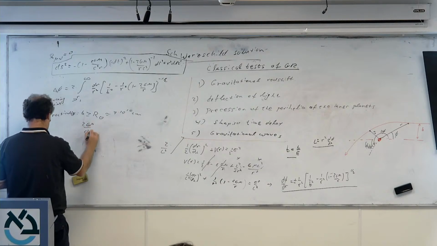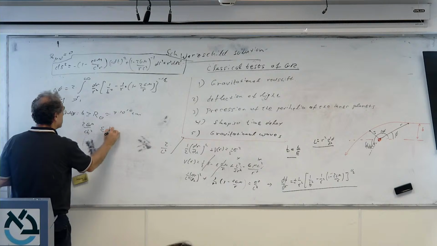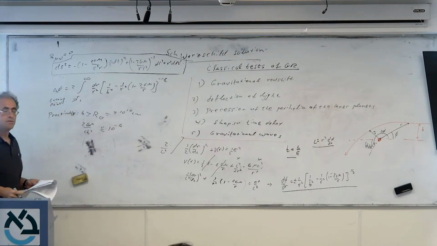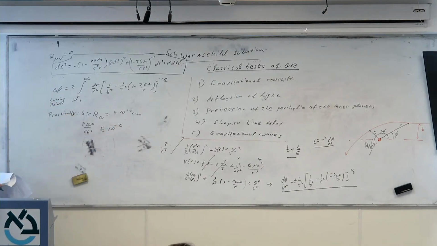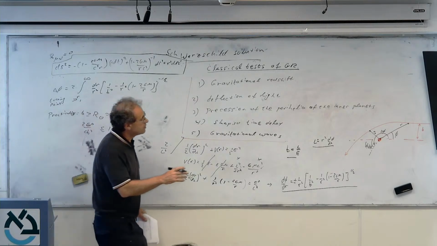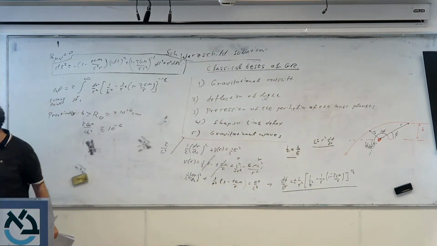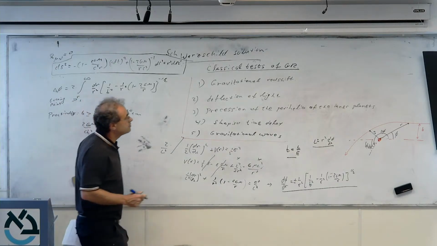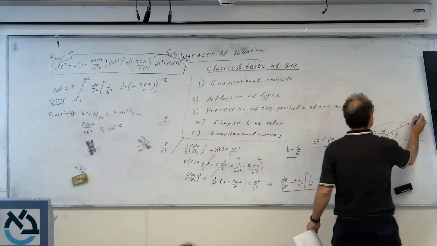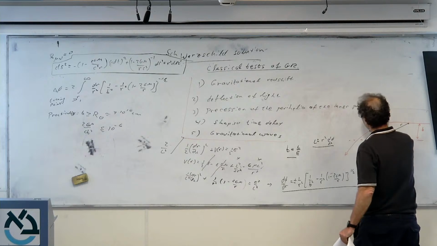B must be greater than the solar radius, which is 7 times 10 to the 10 centimeters, meaning that 2GM over b squared c is smaller than something like 10 to the minus 6. It's very small. Basically, this means that the deflection has to be very small. Of course, when you go to larger radii, the deflection is going to be smaller.